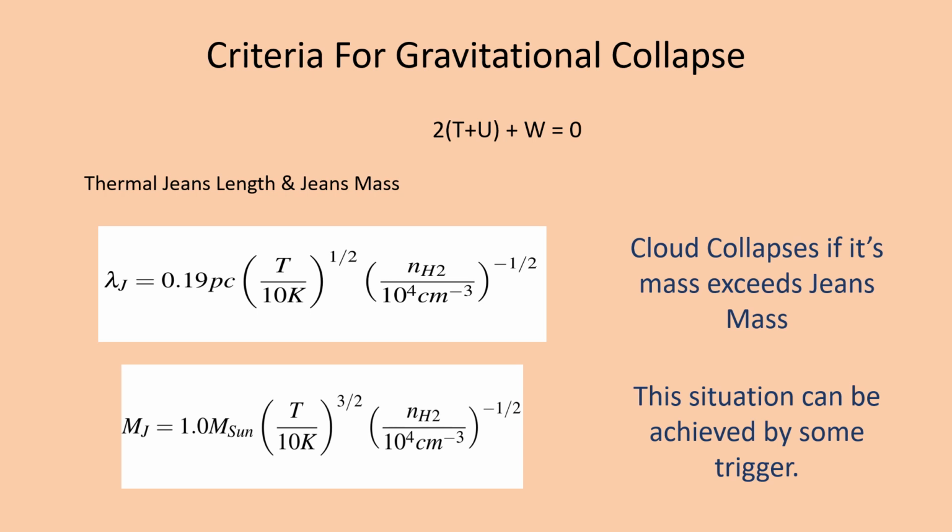So this length is giving us the radius of how much from the center of the giant molecular clouds it will cover such that this cloud collapses in itself. And Jeans mass is giving us the mass which, if the cloud exceeds, it will collapse in itself, which is equal to 1.0 solar mass times (T upon 10 Kelvin)^3 by 2, times (concentration of H2 upon 10^4 per cubic centimeter)^(-1/2). So when a cloud mass exceeds the Jeans mass, it collapses in itself.